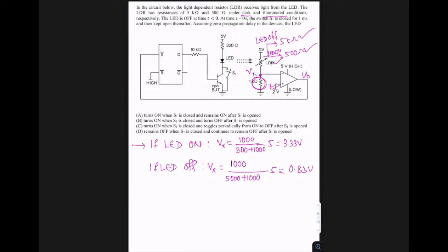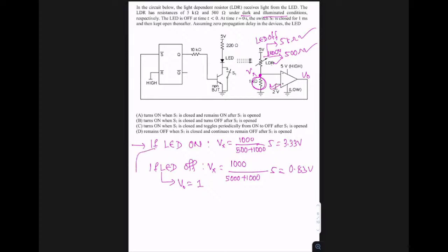So when LED is on, this voltage you are getting is 3.33, and when LED is off, this voltage you are getting is 0.83, right? So when LED is on, what is V0? If LED is off, what is V0? If LED is off, this voltage is 0.83. So here 2 volt is greater than 0.83. So V0 is equal to logic 1.